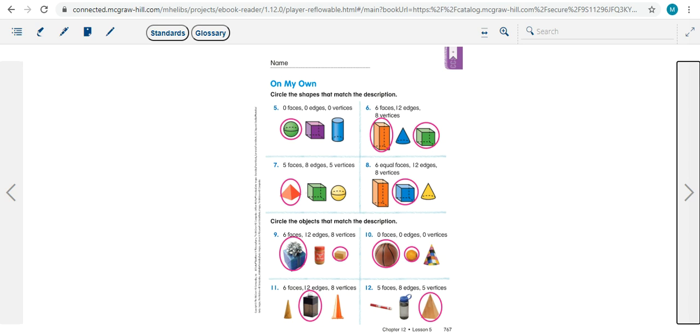Number 11, 6 faces, 12 edges, and 8 vertices. Number 11 is the second one, okay? Remember that shapes that have 6 faces, 12 edges, and 8 vertices are the rectangular prism and the cube. Number 12, 5 faces, 8 edges, and 5 vertices is the last one, which is a pyramid.